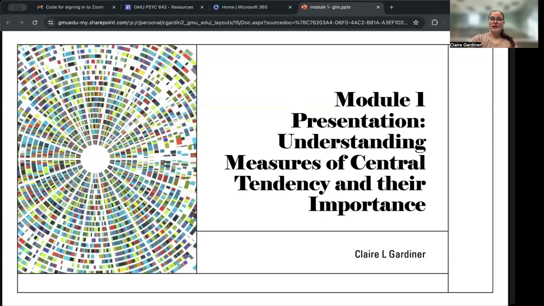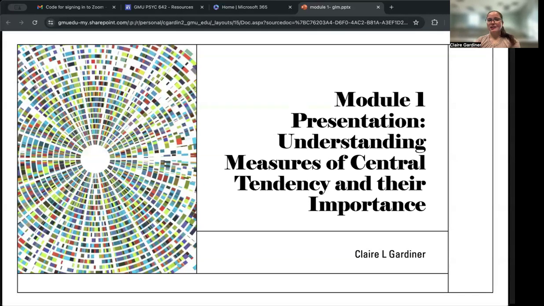All right, so my project for Module 1 is about understanding measures of central tendency and their importance. I chose this because not only do I think it's one of the more important aspects of statistics, I think it's really important to know what you're looking at in understanding mean and median and the differences when looking at statistics, just to be an educated consumer.